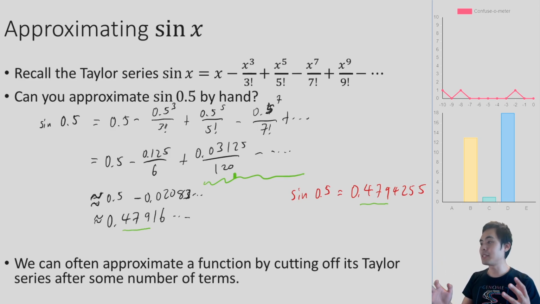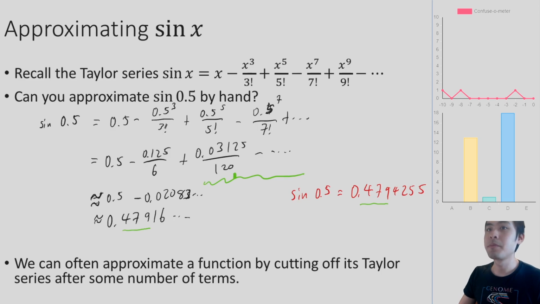This is something that physicists do really, really often because oftentimes if you're a physicist, you don't really care about having too many significant digits because your measurement is going to have some error anyway. And so you can often do these approximations as a physicist or engineer with just a few of the Taylor series terms.